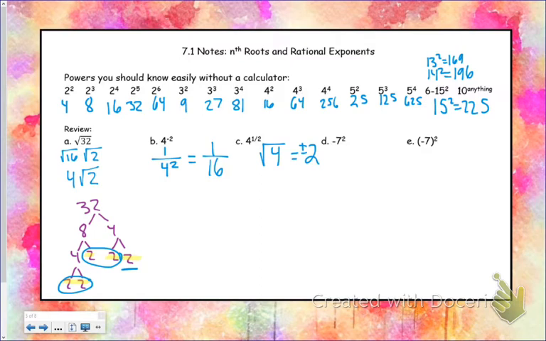But for today, we're not going to worry as much about the plus or minus. We'll use plus or minus a lot, though, when we get to solving. And then looking at D and E. Okay, D and E are actually different questions with different answers.